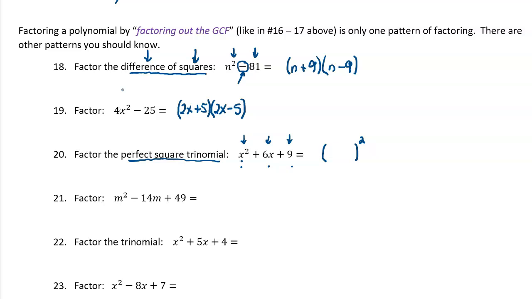The square root of x squared is x. The square root of 9 is 3. Because the middle term is positive, we need to use a positive sign.